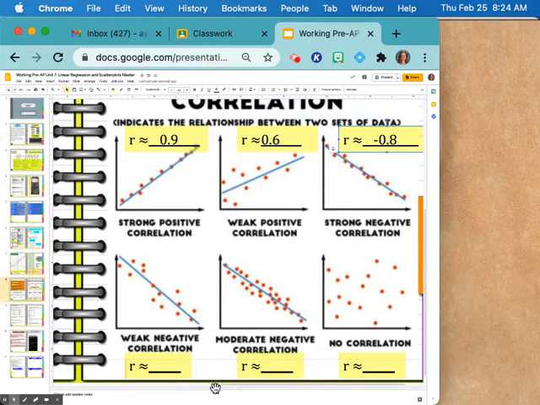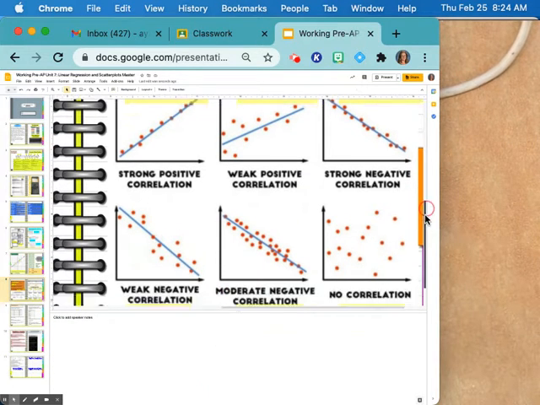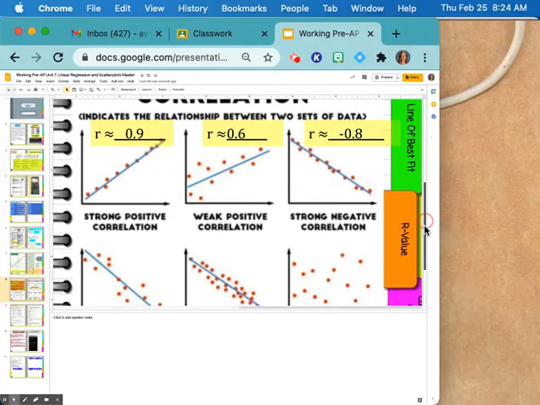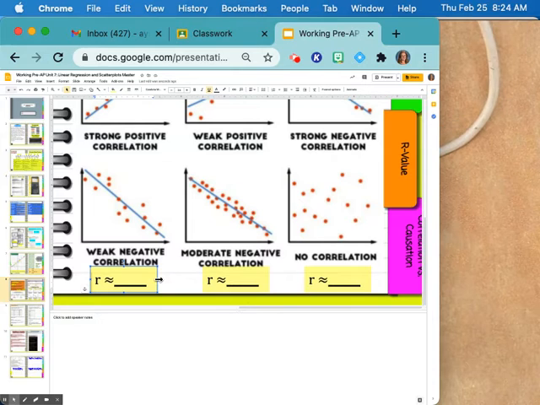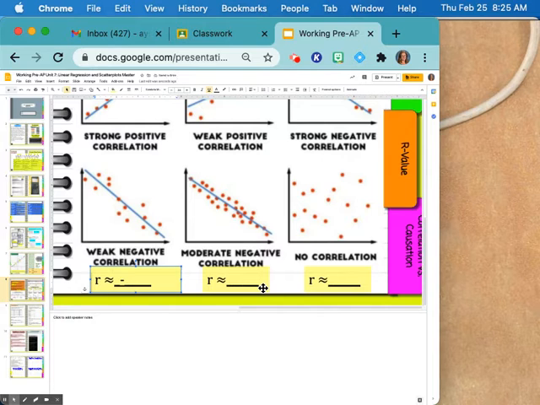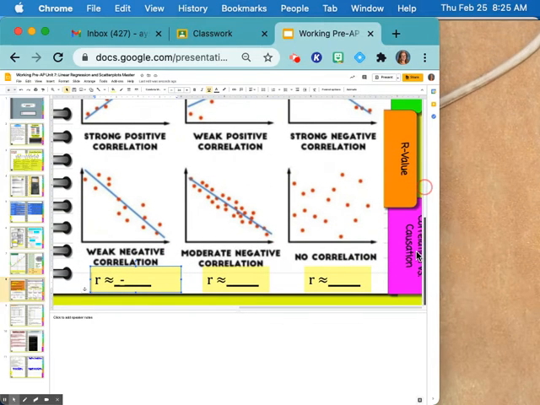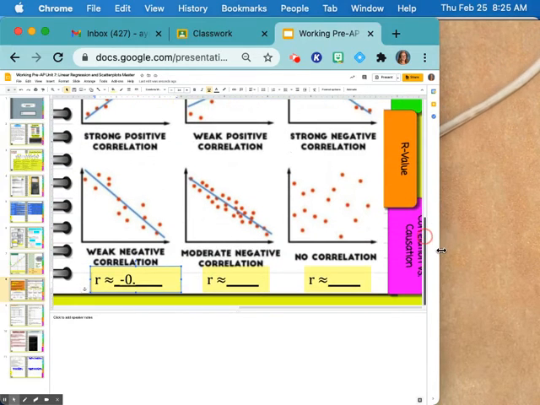Okay, weak negative correlation. This looks a little closer together than this one, right? So maybe closer to 0.7, but what do we need to add to it? The negative, because it's going downhill. Did I do this other one negative? No, yeah, I did. Okay. So this one needs to be negative 0.6 or 0.7 maybe. We're just doing estimations, by the way. These aren't going to be 100%.